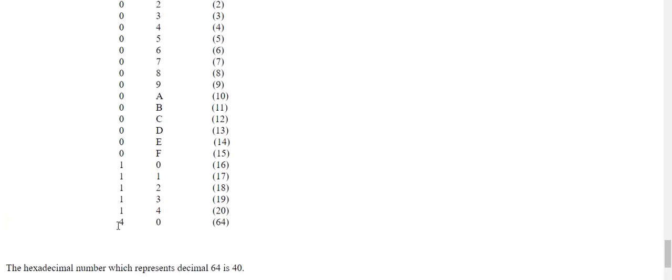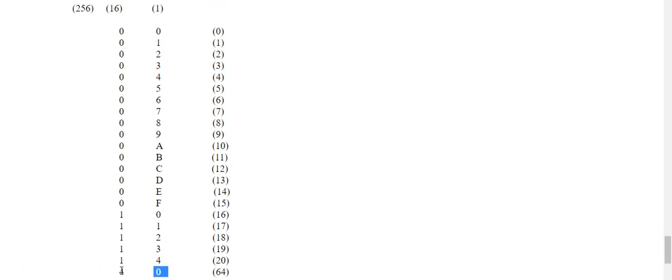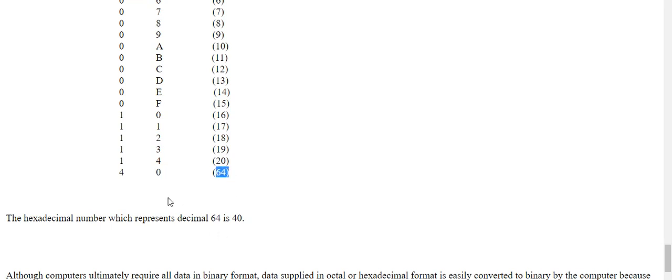So if we look at this number here, 40 in hexadecimal, the 4 must be multiplied by 16 to get 64. 0, so you don't need to do anything there. So the hexadecimal number 40 is decimal 64.